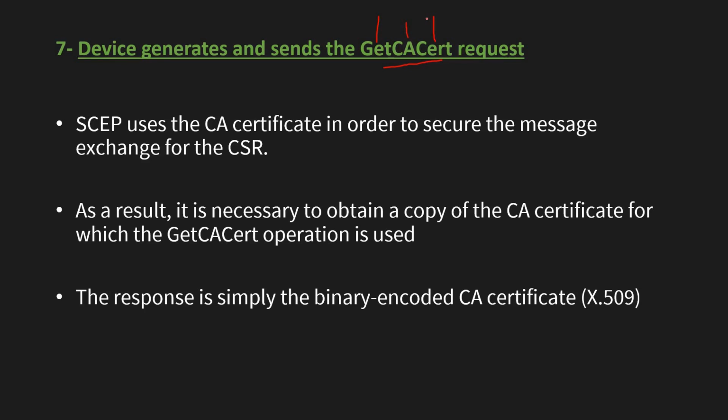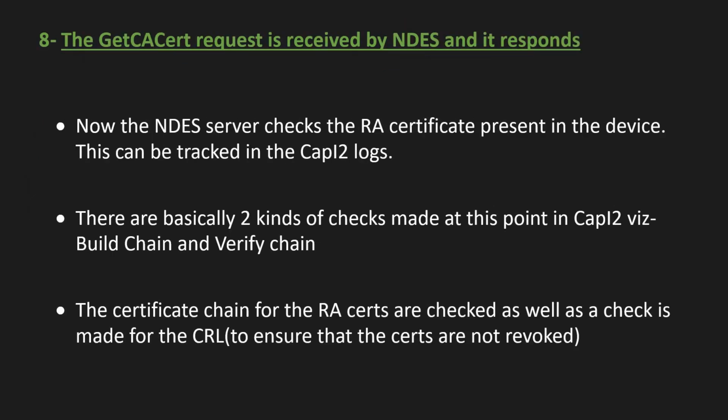Why is this certificate being asked by the device? We are going to take a look at that later. I'm going to skip these two points right now and explain them later on. So the device right now, let's just understand this. The device right now is doing a get CA cert request wherein it is asking for a couple of certificates from the CA via the NDES. And the device is planning on using these certificates later on.